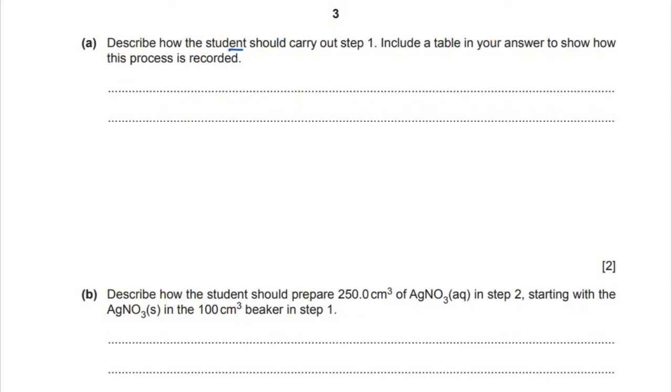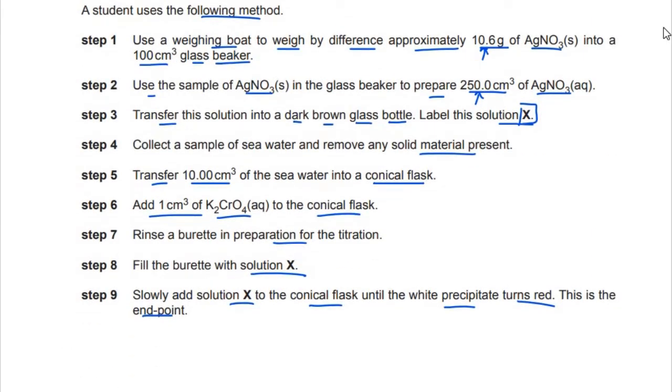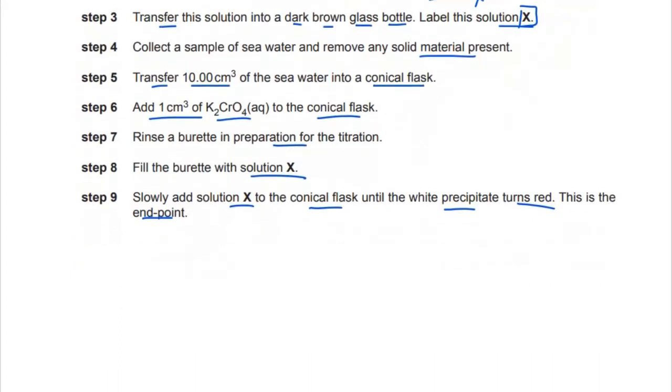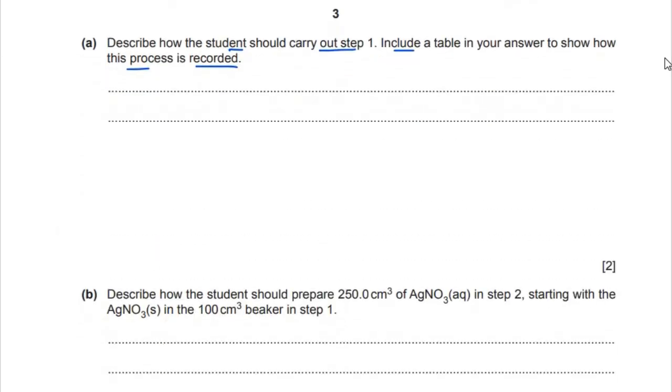So describe how the student should carry out step 1. Include a table in your answer to show how this process is recorded. Now what is step 1? It says use a weighing boat to weigh by difference approximately 10.6 gram of silver nitrate into a 100 centimeter cube glass beaker. So in step 1, we are actually weighing 10.6 gram of silver nitrate with the help of a weighing boat. Now when we talk about the word describe, you need to describe the steps by which the process should occur. So step 1 is weighing of 10.6 gram of silver nitrate.